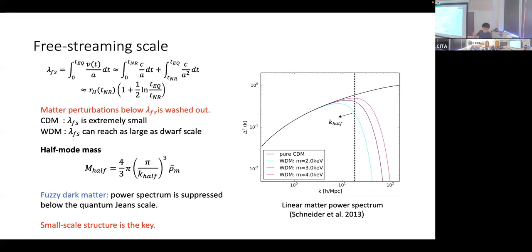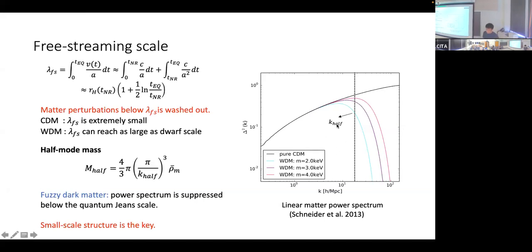Basically, below the free streaming scale, all the matter perturbations will just be smoothed out. So we see a large suppression of those perturbations. For example, on the right plot here, I show the linear matter power spectra for different models. For the pure cold dark matter case, it increases as the wave number increases. But for the warm dark matter case, we see a sharp suppression at large wave numbers, or small scales.